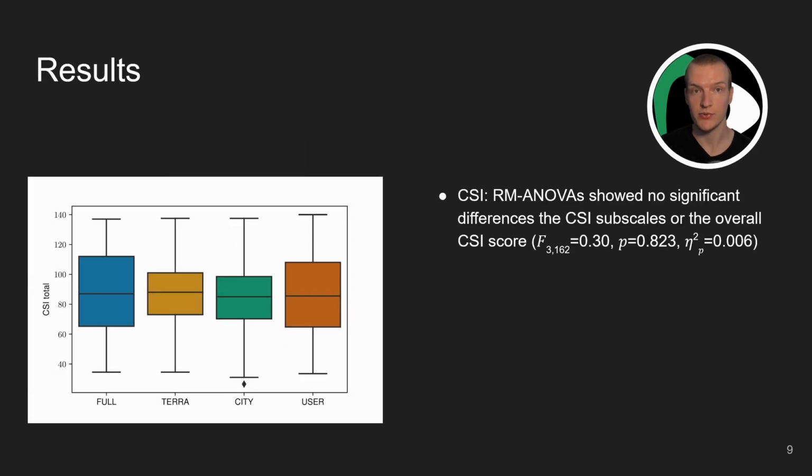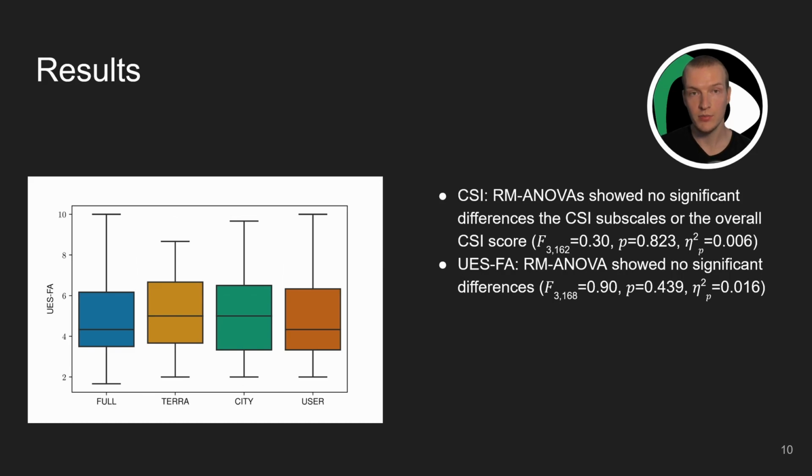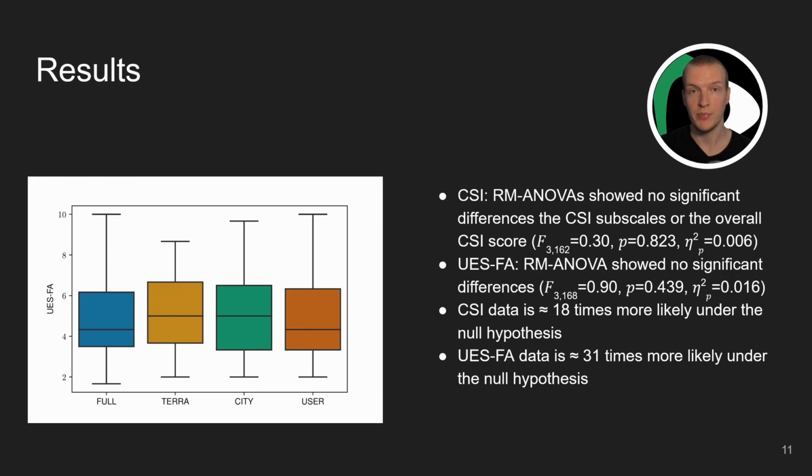The results were as follows. Here you can see the overall CSI values for each condition separately. We calculated repeated measures ANOVAs and found no significant differences between the conditions for any of the CSI subscales or for the overall CSI score. Similarly, the UESFA showed no significant differences either. We ran Bayesian repeated measures ANOVAs for both the CSI and the UESFA and found that for the CSI, the data is about 18 times more likely under the null hypothesis. Accordingly, the UESFA data is about 31 times more likely under the null hypothesis.